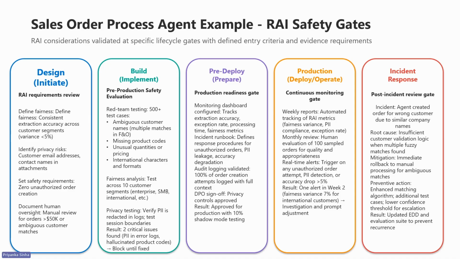Now during build, let's say over 500 red team test cases were executed covering ambiguous customer names, missing product codes, unusual quantities, and international formats. Fairness was tested across 10 customer segments, and the PII was validated. This uncovered two critical blockers: PII leaking into error logs and hallucinated product codes. So this was one of the critical errors which had to be fixed before moving forward.